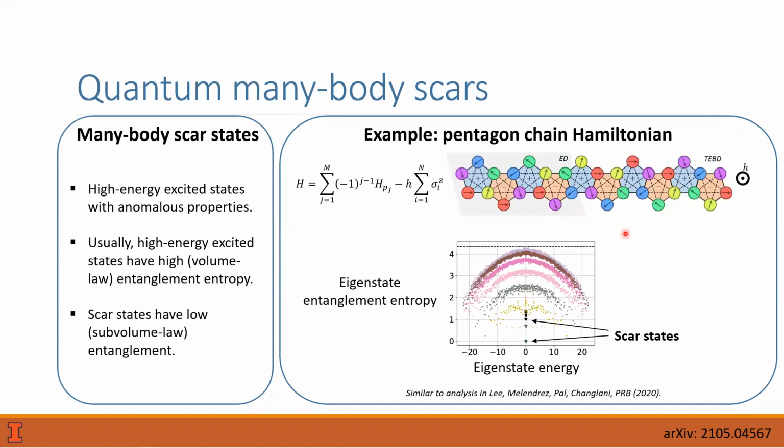When you say that they have subvolume law entanglement, how does it actually scale? We didn't work this out, but people in this paper studied similar types of states, and these projected product states have entanglement entropy that is logarithmic in system size. So they don't scale like the system size.